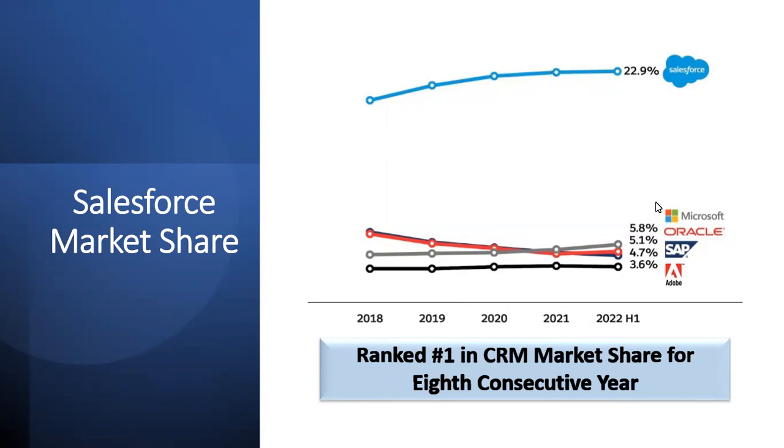If you look at the other competitors, Microsoft holds just 5.8 and Oracle holds 5.1. SAP holds 4.7 and Adobe holds 3.6. So if you sum it up, it's not even coming near 23%. That's how big Salesforce is.